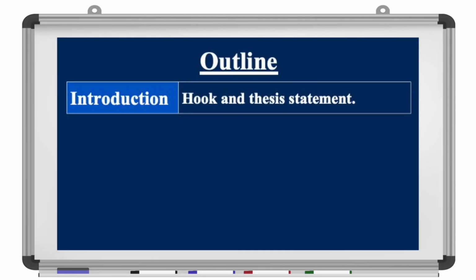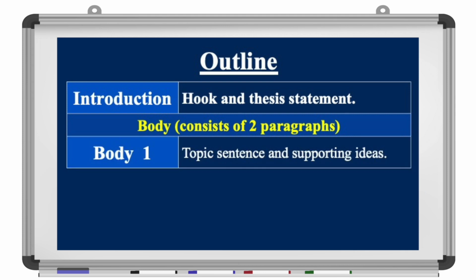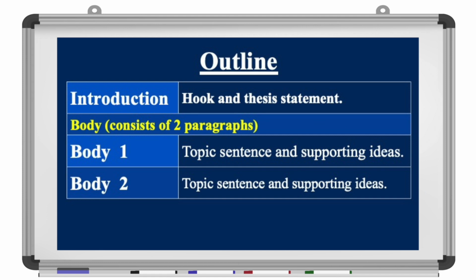Now, before you write, you have to plan, and the plan is called the outline. In the outline, you have to write the introduction, the body, and then the conclusion. And as we said, the introduction has a hook and a thesis statement, followed by the body, paragraph one and paragraph two. Paragraph 1 should have a topic sentence, supporting ideas, and a concluding sentence. And paragraph 2 also should have a topic sentence, supporting ideas, and a concluding sentence.